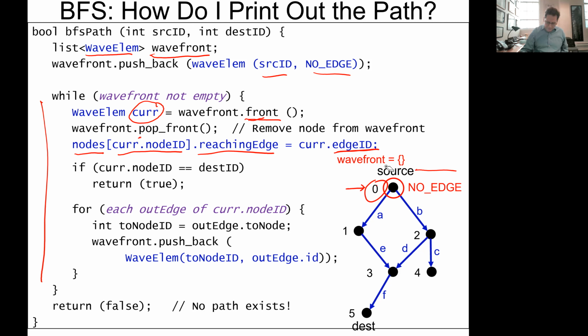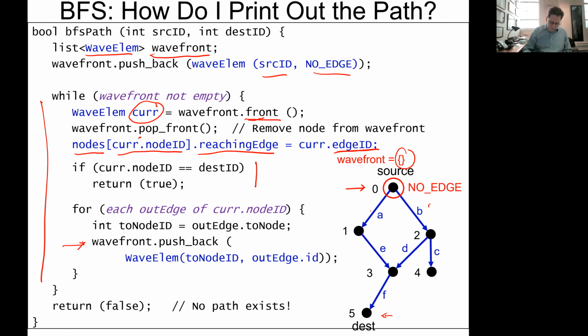Okay, so I store that, and my wavefront is now empty. I've taken that element out of it. I check, am I at my destination? I'm not. My destination is way down here, so I'm not there. So I need to keep searching. So for every outgoing edge of this node that I'm at, I'm going to put it into my wavefront. Okay, and I'm going to put it at the back of the wavefront. So I'm using the wavefront as a queue. Put things in the back, take things out of the front.